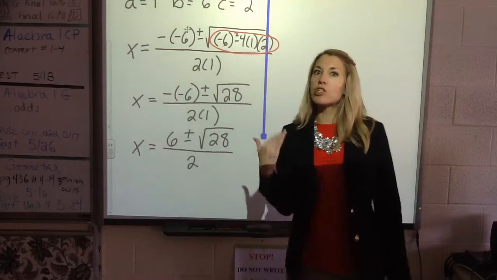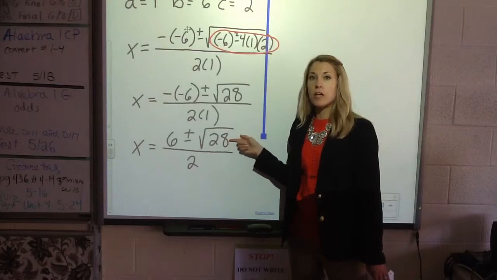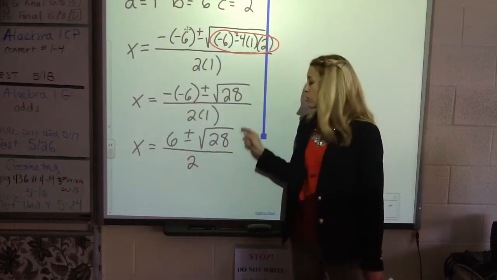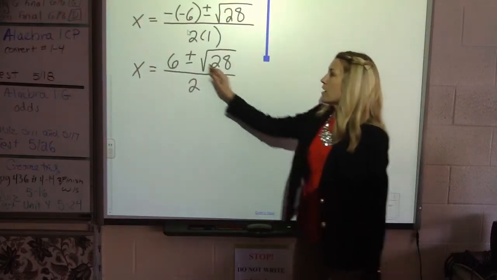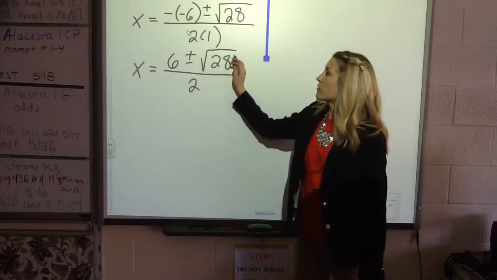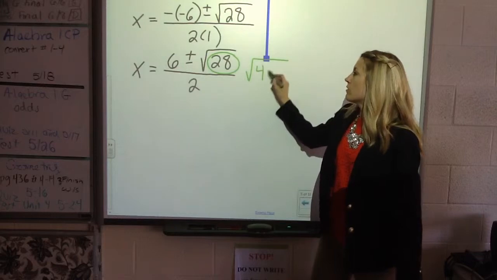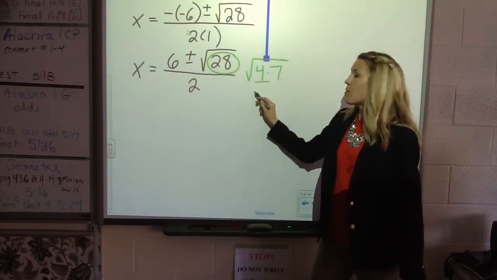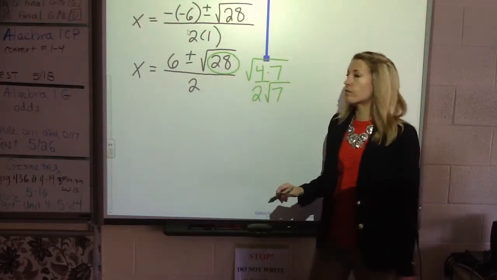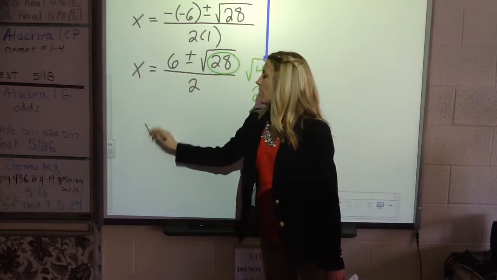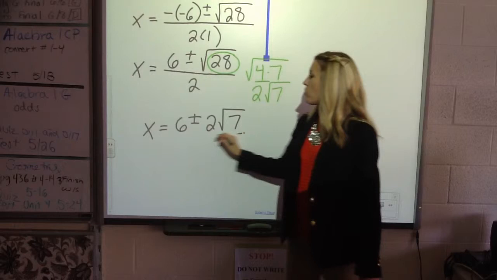So from here, this answer would be okay, but we've learned a long time ago that simplifying radicals is the best way to get your answer. So you can't leave any perfect squares left in a radical. So take that 28, and I'm only looking at this right now. Find a perfect square that goes into 28. 4 times 7. 4 comes out as a 2. 7 stays underneath. So what I'm going to do is replace the square root of 28 with that. X equals 6 plus or minus 2 square root of 7 all over 2.